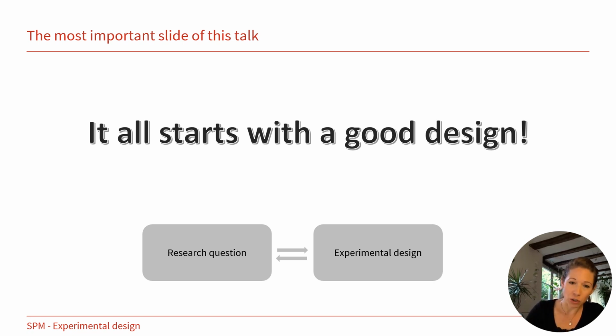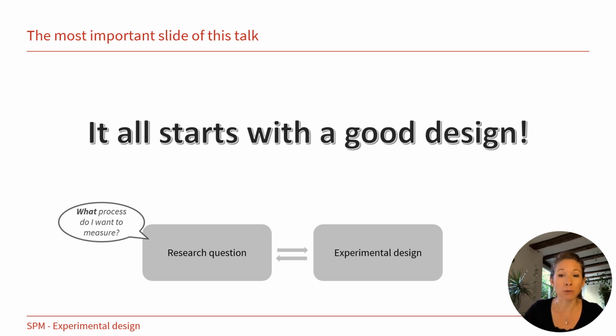In fact, your research question directly translates into your experimental design, which means, of course, in the beginning, you have to think about the cognitive process you're interested in. And in order to isolate this cognitive process, you have to think well about what kind of conditions you want to have in your experiment. What would be a good control condition? How should those conditions be compared to each other?